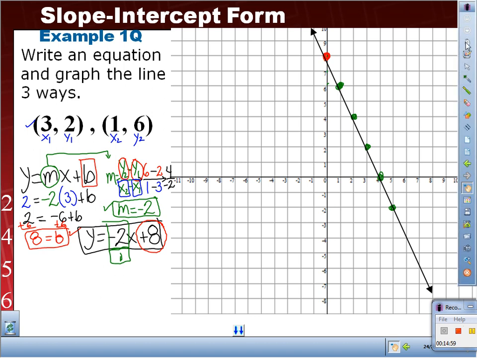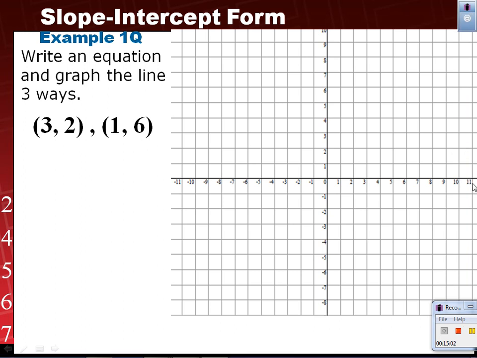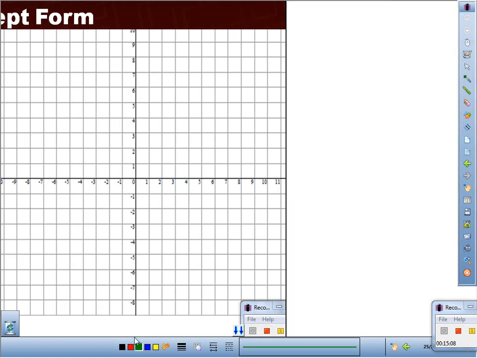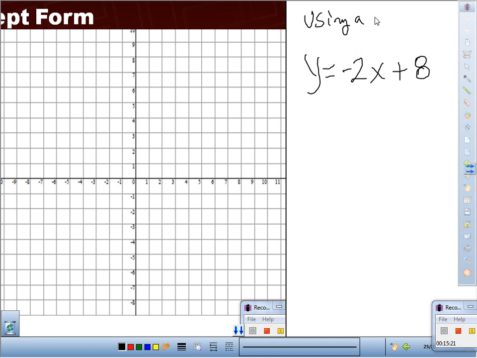Okay? Here we go. I'm going to go to the right side, which is on this side. And what was my equation again? Y equals negative 2x plus 8. A second way of graphing, which is the very first one that we learned, was using a table. You guys remember that? When we first started graphing using the table? Yes. Let's draw a table.